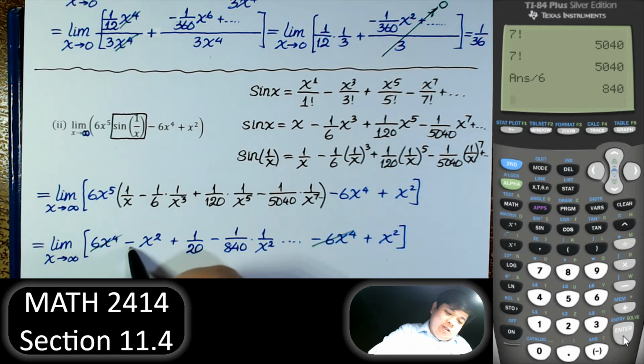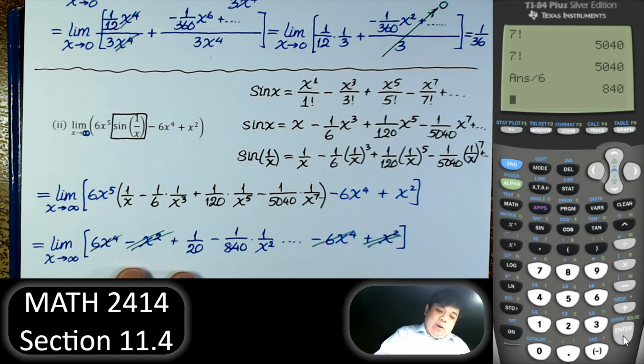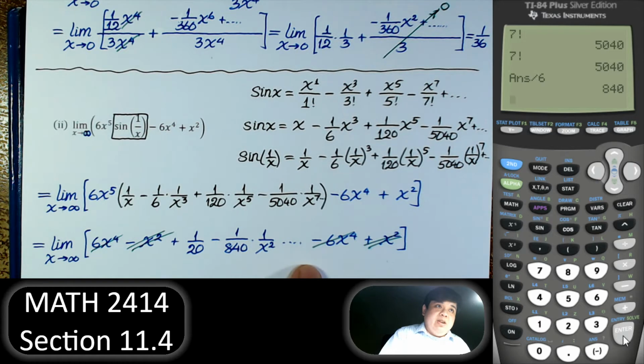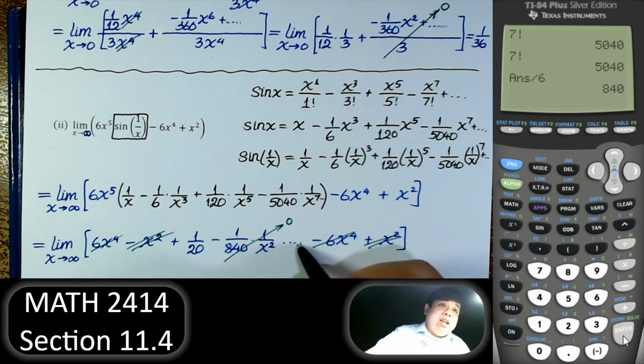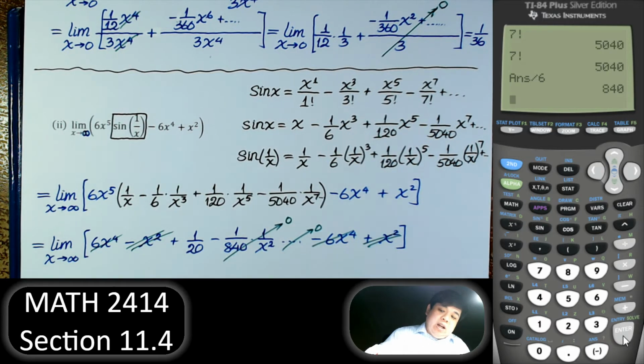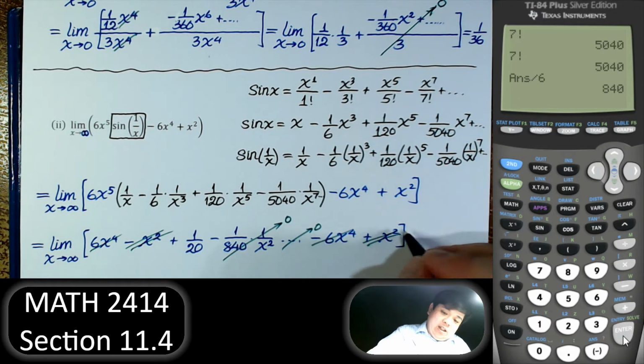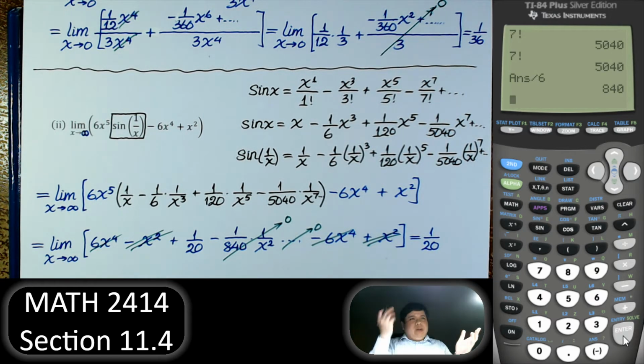Cancel that, and we're left with the infinite series here. However, since x goes to infinity, what we have here is finite over infinity, because I said that a lot. Finite over infinity is 0. That one goes to 0. Everything in the dot dot dot, we have x at the bottom, so it also goes to 0. So the only thing left is 1 over 20. Right. So it turned out to be nice.